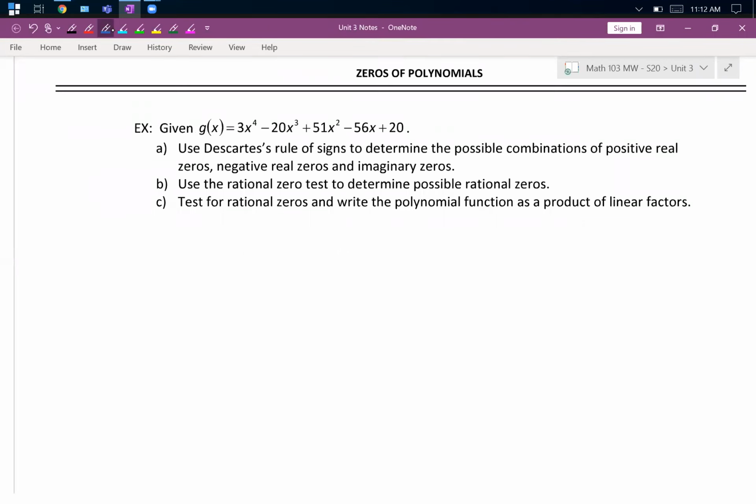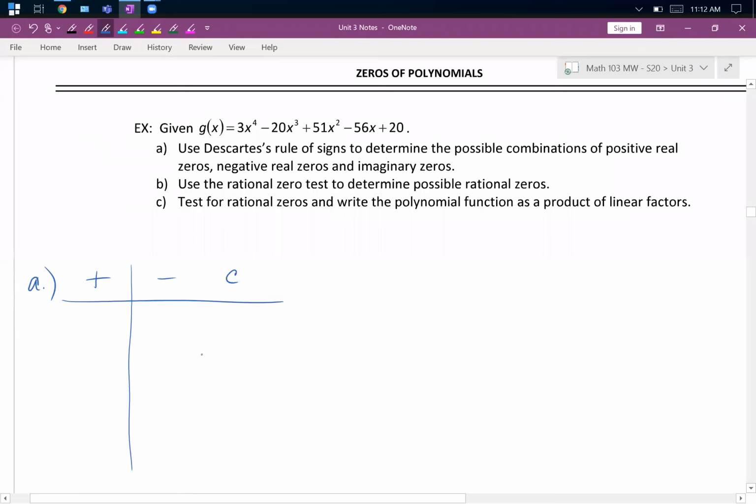All right, so starting with part A. Descartes' rule of signs, we're making our charts: positive real zeros, negative real zeros, and complex. We want to start by counting the number of sign variations in g of x, because that'll tell us the maximum number of positive real zeros.